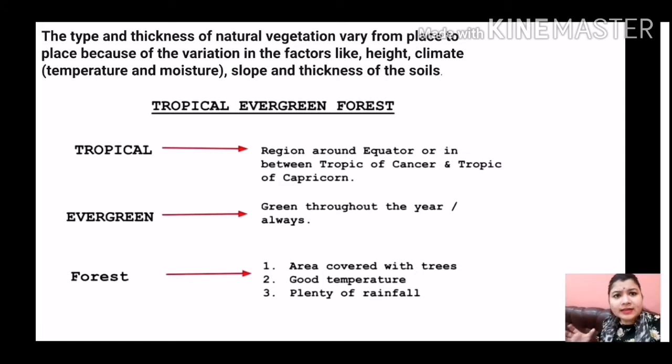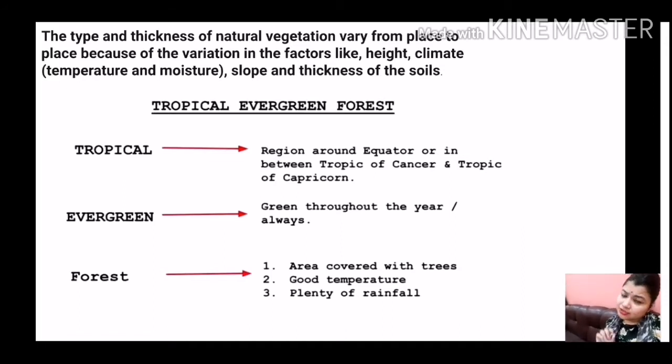So the type and thickness of natural vegetation is different from place to place, because of the factors of height, climate, temperature and moisture, slope and thickness of the soils. Now tropical evergreen forest. Let's divide it.